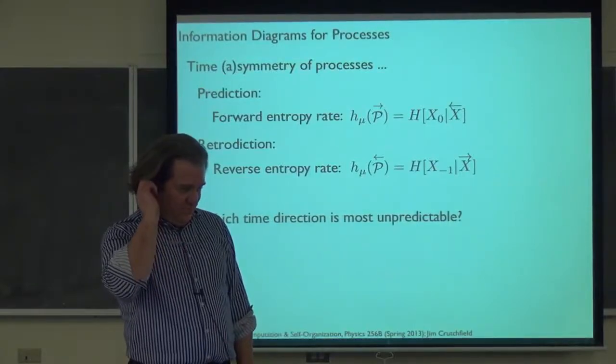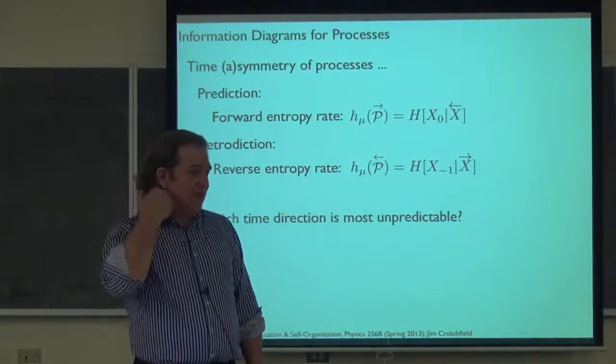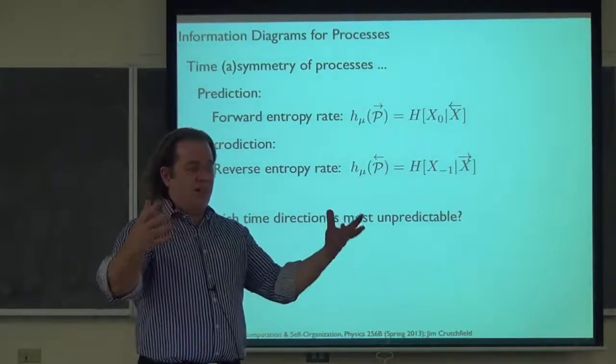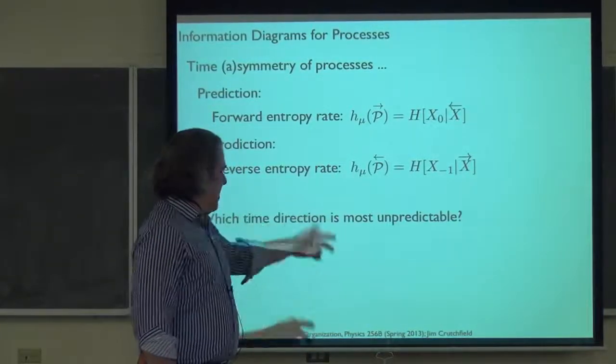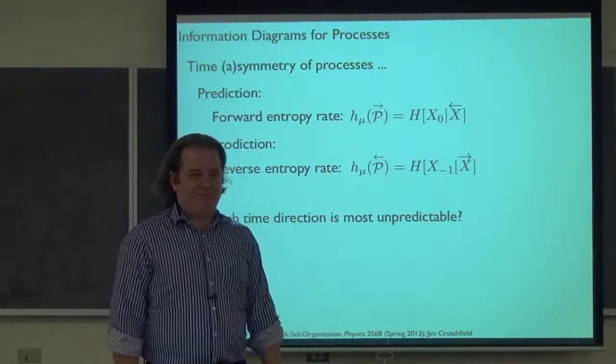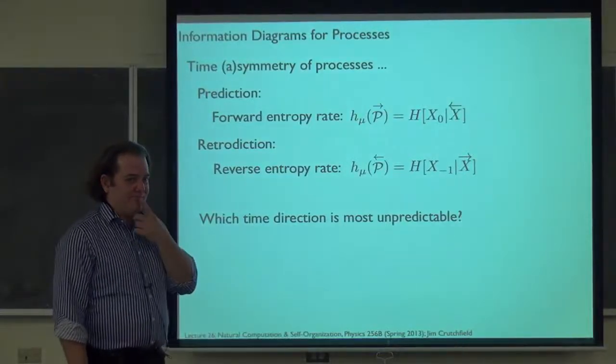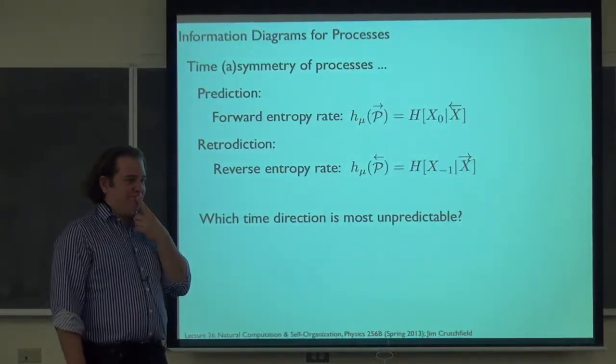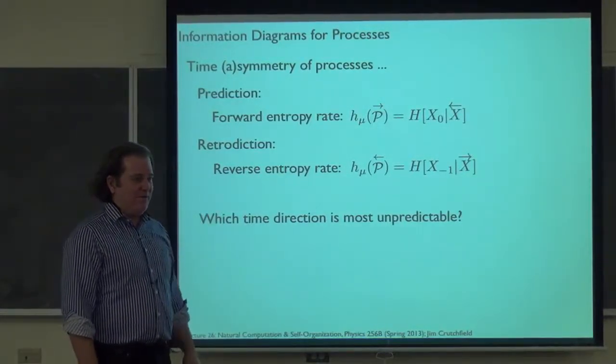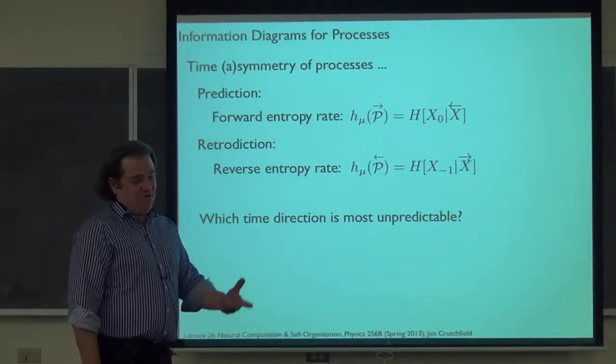Question. In general, if I give you some complex process, which direction is most unpredictable? Future. So we have forward. Oh, we have two choices.